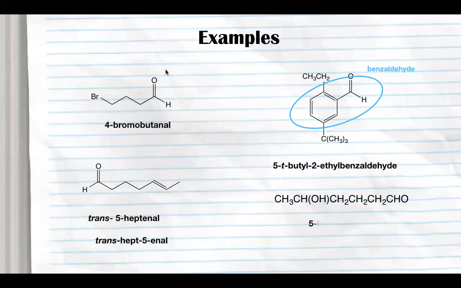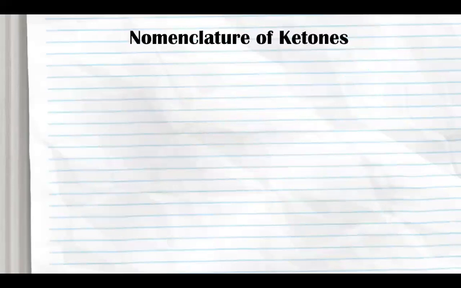Okay, so that gives us the name of 5-hydroxyhexanal. So notice that the OH is referred to as a hydroxy. No L, not hydroxyl. It's just hydroxy. And the carbonyl carbon of the aldehyde is still carbon number 1. Okie dokie. We'll have a little more on that in a minute.